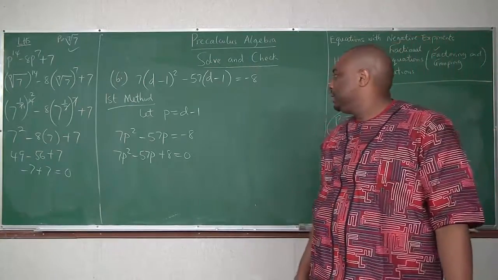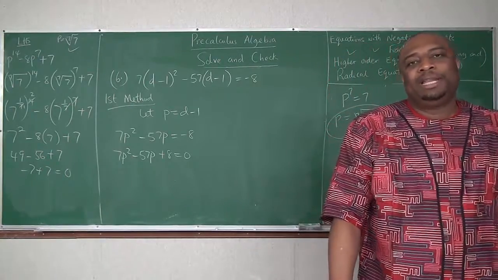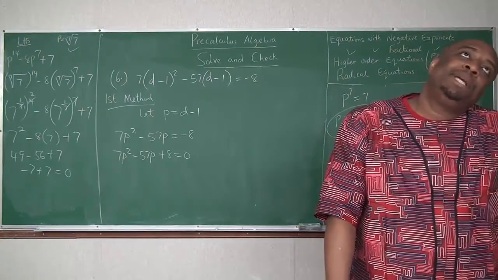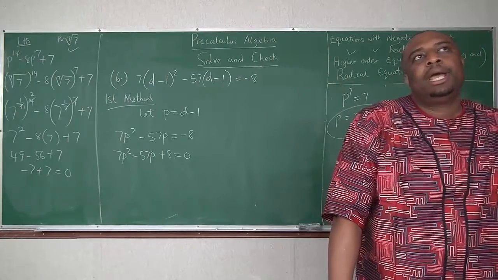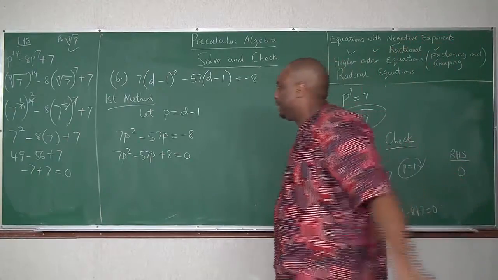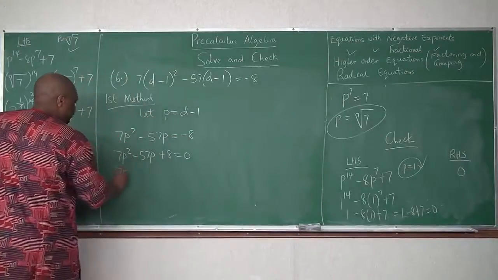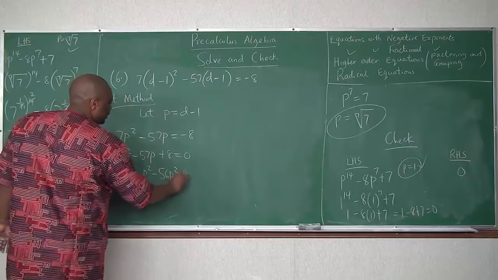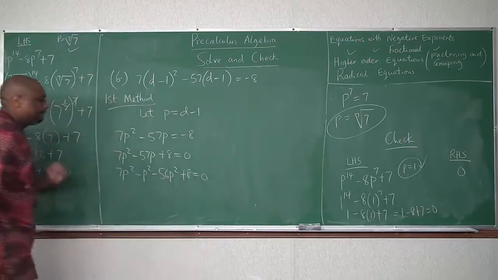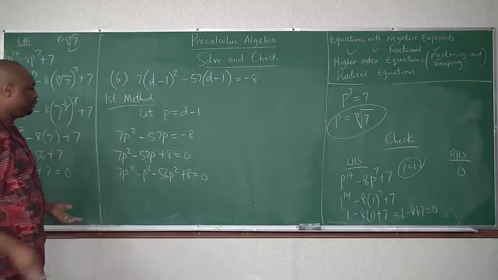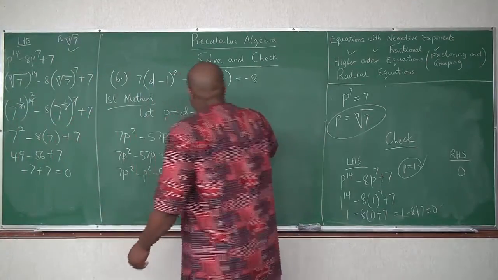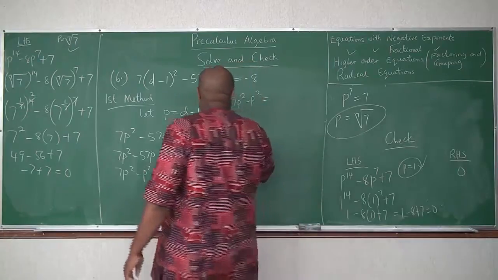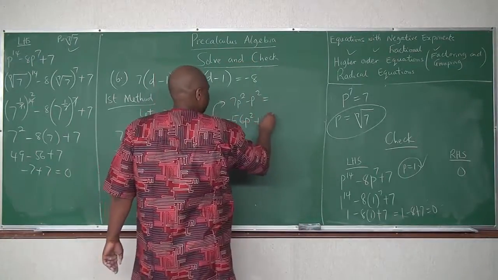1 and 56 will not work. Negative 1 and negative 56 will work. So that is negative p squared, negative 1p squared, and negative 56p squared. That will work. So 7p squared minus p squared minus 56p squared plus 8 equal to 0. Okay, I like doing my radical method. So this is 7p squared minus p squared minus 56p squared plus p.